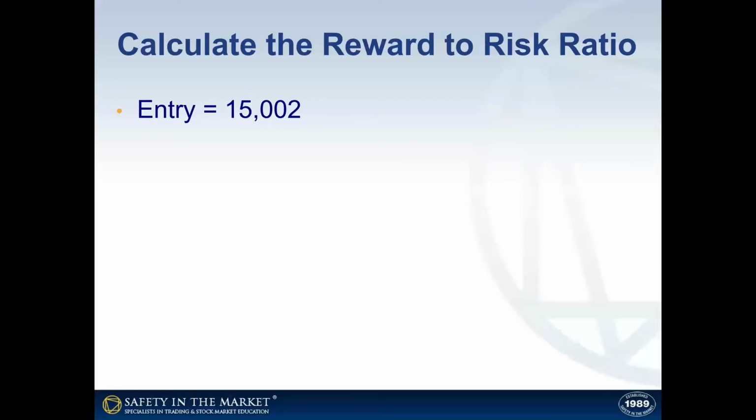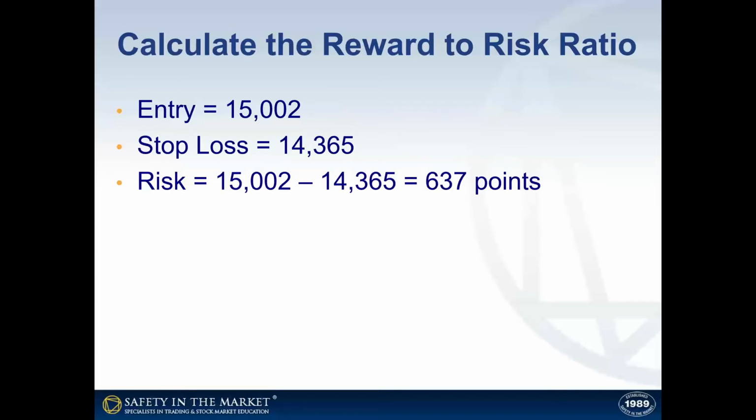The entry point was 15,002 and the stop loss was at 14,365. Our risk on the trade, therefore, is our entry price minus our stop loss price, and that's 637 points. You can do this calculation the other way, stop loss minus your entry, and it will give you the same number, but with a negative sign in front of it. So just drop the negative sign, and your risk on the trade there is 637 points.